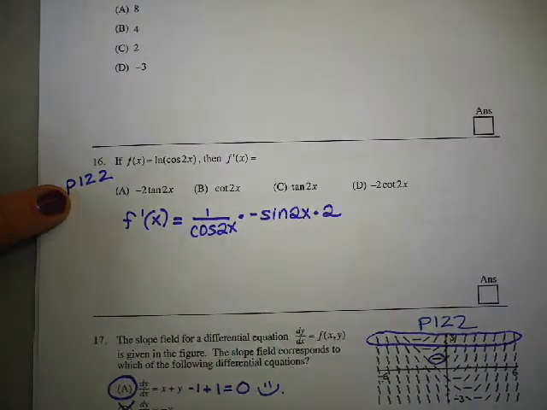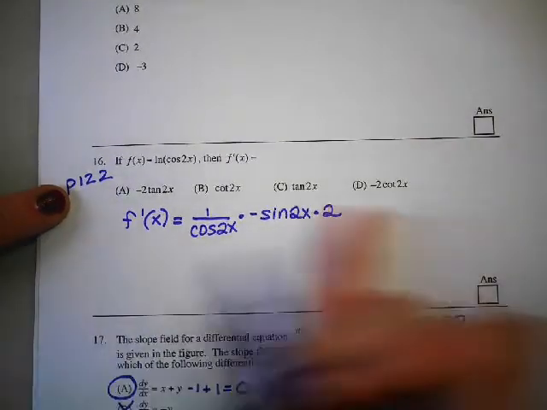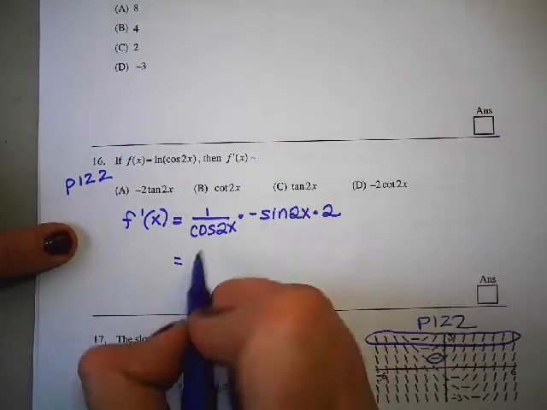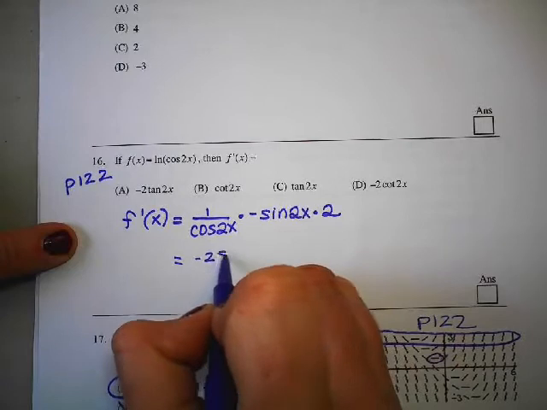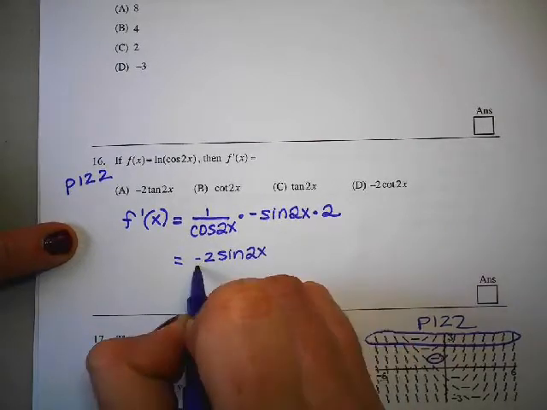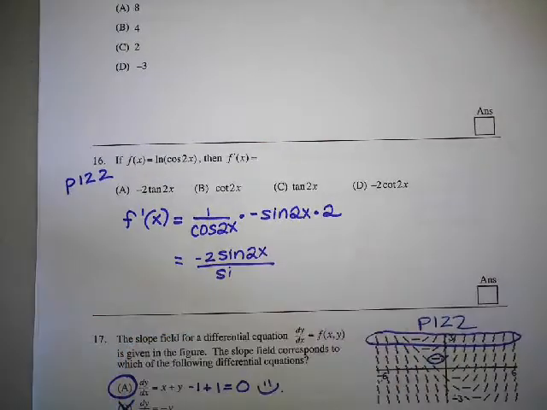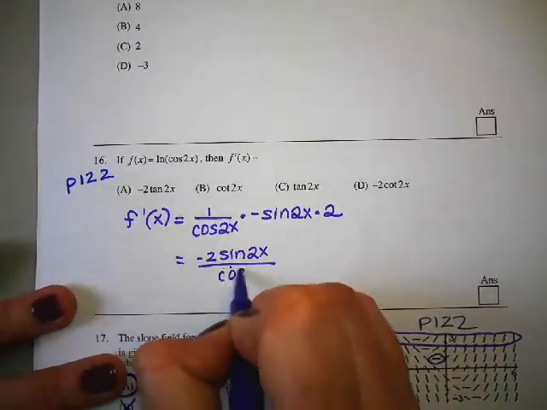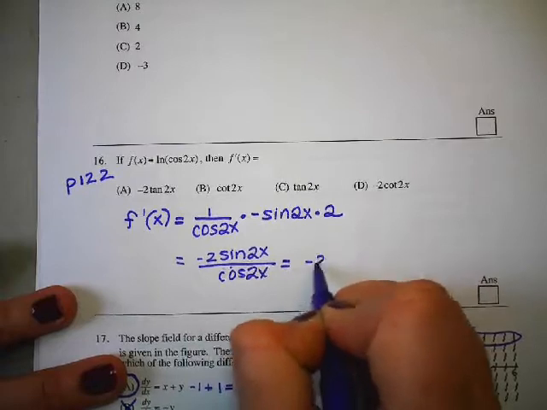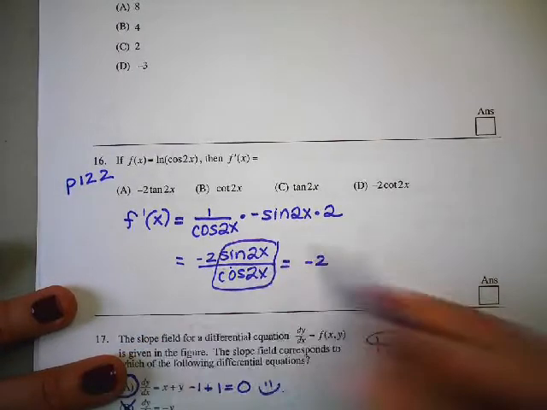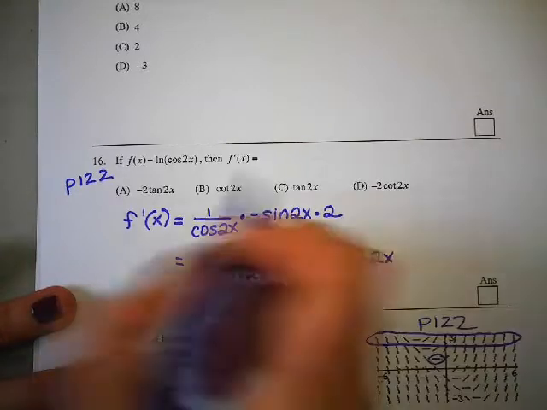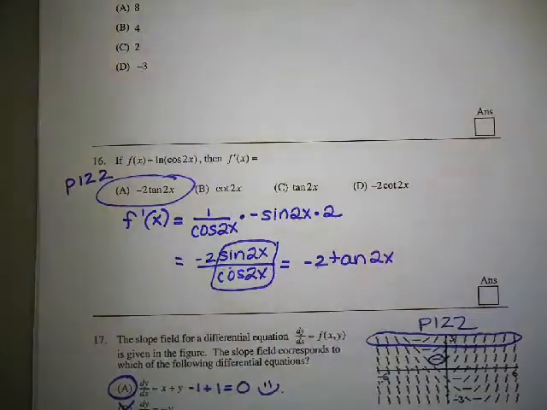So now I have to match this up to the answer. My answers have tans and cotans in them. So first thing I would do is put a negative 2 out front. I have a sine 2x on the top, and a cosine 2x on the bottom. And then if you remember, sine divided by cosine is tangent. So negative 2 tan 2x would be my answer choice A.